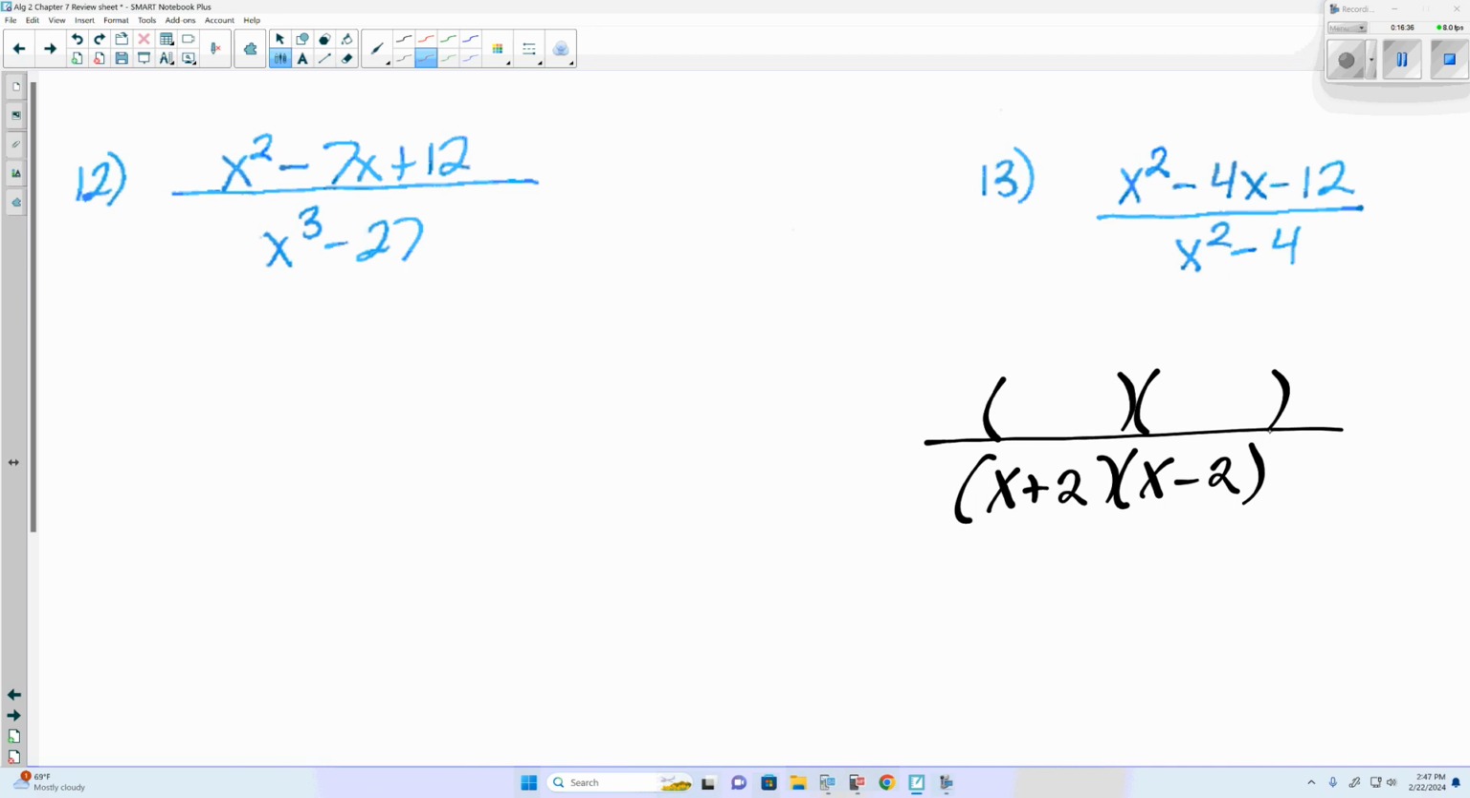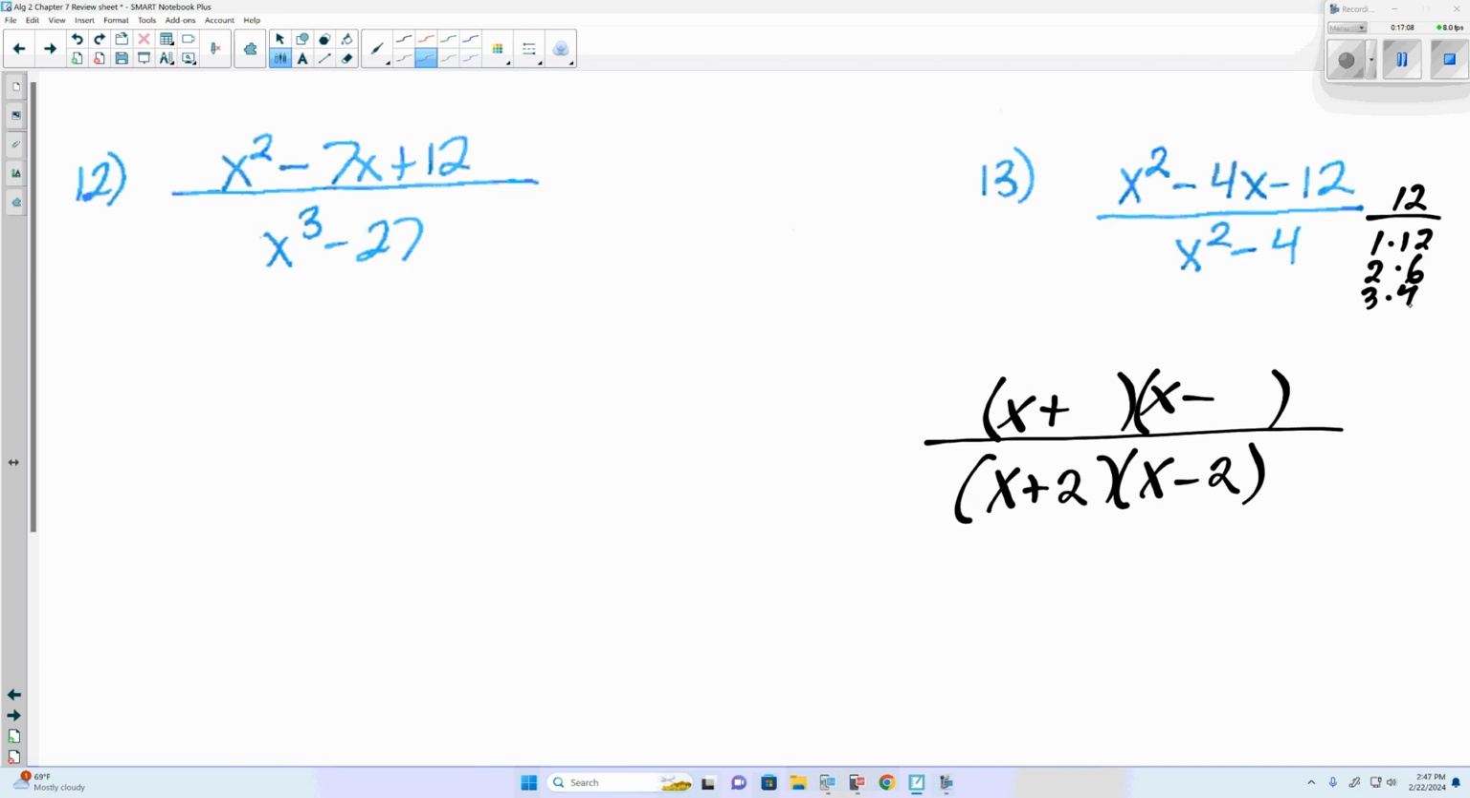Now the numerator doesn't have a greatest common factor. The denominator didn't either. But we can factor this here. Since the third term is negative, our signs are opposite. Only factors of x squared are x and x. Factors of 12: 1 and 12, 2 and 6, 3 and 4, yes? Which one do we want?